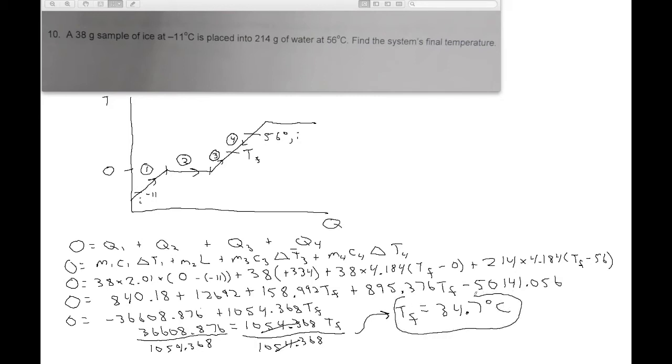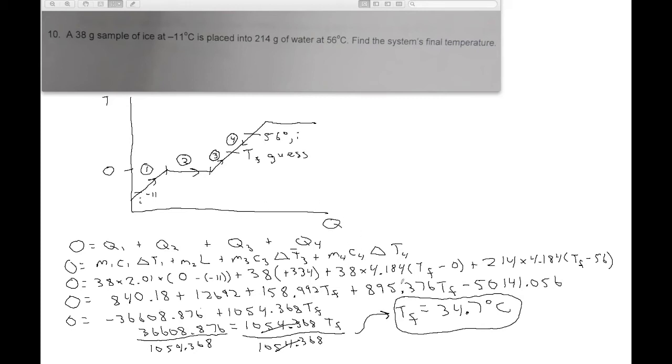That's the answer. And that matched our original guess. We were guessing that the final temperature would end up in the liquid water phase, and that guess turned out to be correct. Remember that we were only guessing that the final temperature would be in this region. It's possible that the final point might have been in this region or this region. How could we test whether our guess was correct? Well, if the guess had been wrong, then the final temperature would have come out to be zero or less than zero.